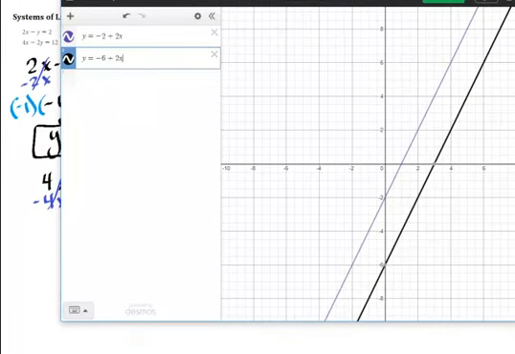I do not believe they're going to cross because these lines are parallel. So where do they have an x and y the same? Nowhere. So I would say that the answer to this is no solution. So let's see how to write that because we have parallel lines.